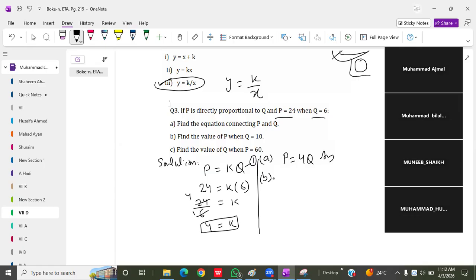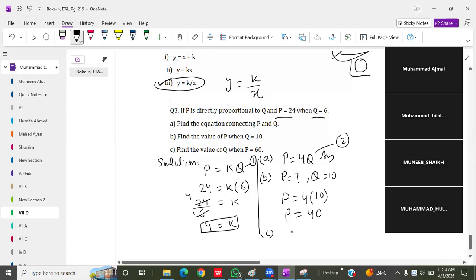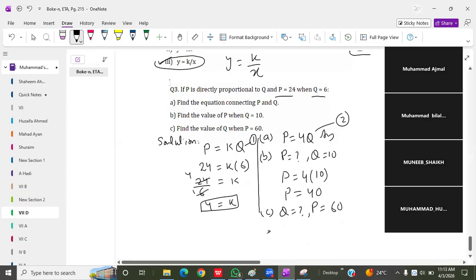Now we are going to find the answer of part B. We have to find P when Q is equal to 10. So we write it in the equation 2. So P is unknown and 4 is there, multiplied by Q, Q is 10. So the answer is 40 for P. We are writing the third part. We have to find Q when P is given, that is 60. So again we use the equation 2, which implies P is already given.